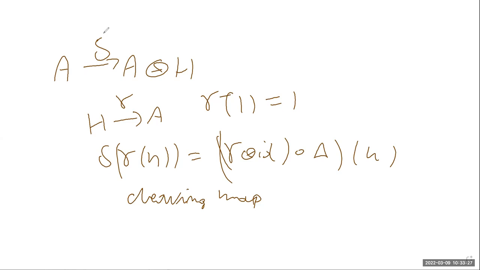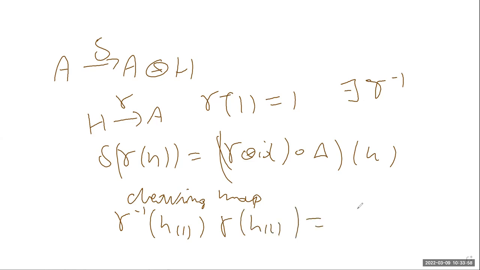Sorry, I forgot the most important condition. To have it cleft, of course, that's not enough. This is maybe coflatness, okay? But it is very essential that gamma is convolution invertible. So there exists a convolution inverse. Using Sweedler notation, this means you have a map such that gamma inverse of H1 times gamma of H2 is just the counit of H, okay?